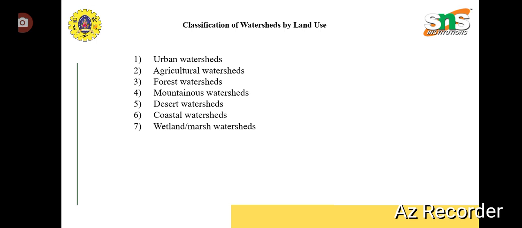In the case of an urban watershed, the built-up land area is high, and in an agricultural watershed, the agricultural area is very high. In the case of a forest watershed, the forest area is very dominant, and a desert consists of mostly sand area. A coastal watershed is near the coastal area, and a wetland is a marshy land where a large amount of water is drained into the wetland area.